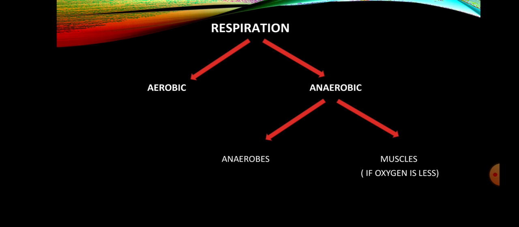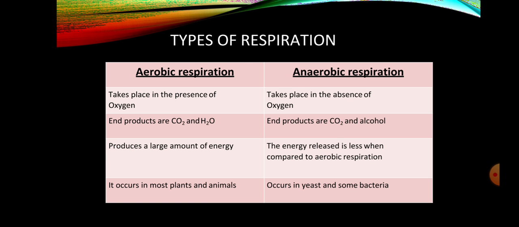So there are two types of respiration, the aerobic and the anaerobic, and the organisms that respire anaerobically are known as the anaerobes, and this respiration occurs in the muscles if the oxygen level is less. So now we are going to learn what is the difference between these two respirations. So in the aerobic respiration you will see that this takes place in the presence of oxygen, whereas the anaerobic respiration takes place in the absence of oxygen.